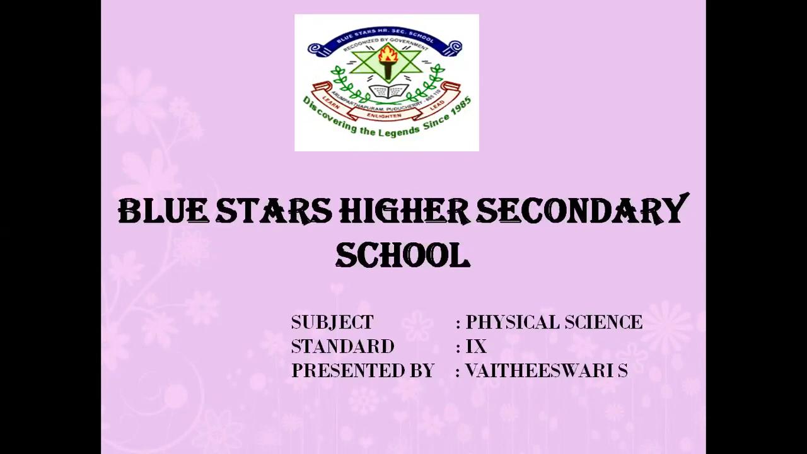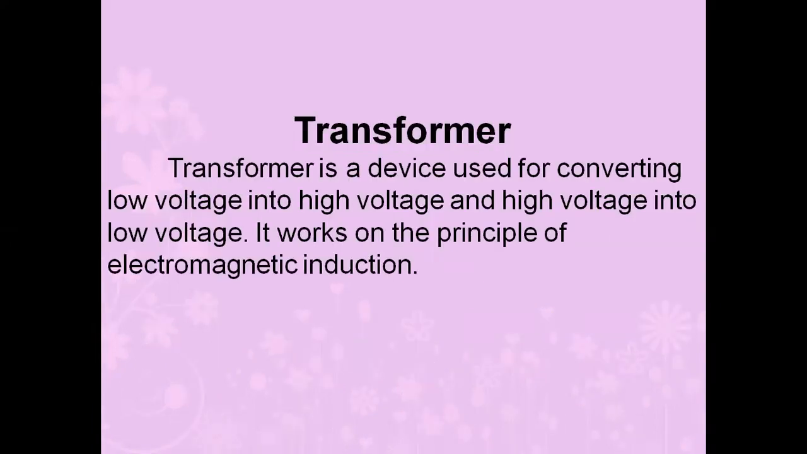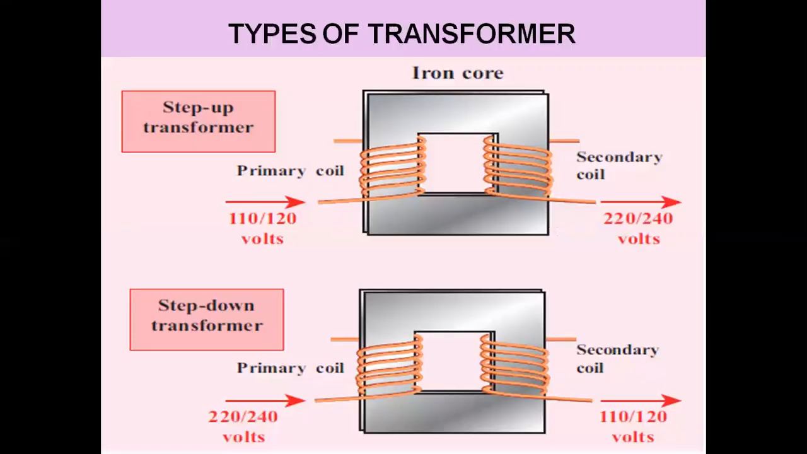How does the electric generator work? We discussed it last class. In this class we will discuss the transformer. A transformer is a device used to convert low voltage into high voltage or high voltage into low voltage. It works on the principle of electromagnetic induction. It contains a primary coil and a secondary coil wound on an iron core.